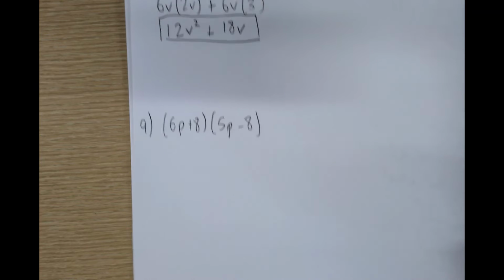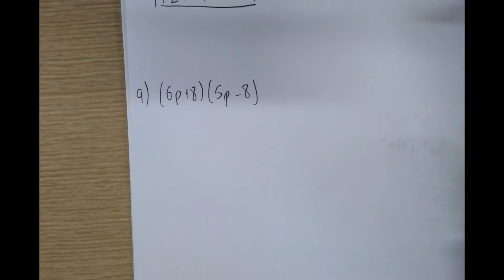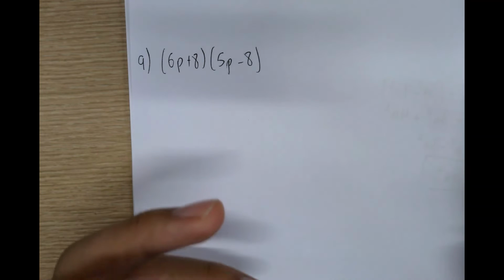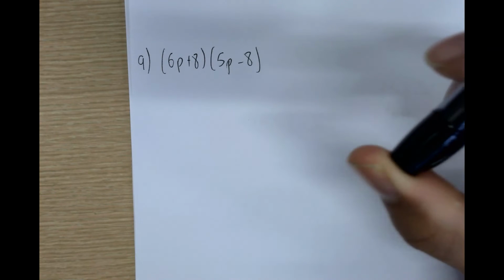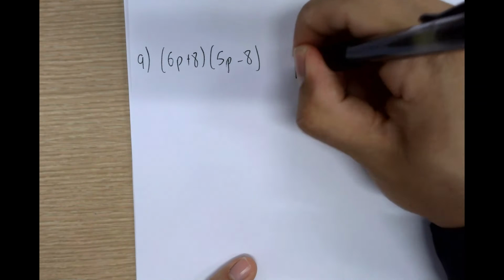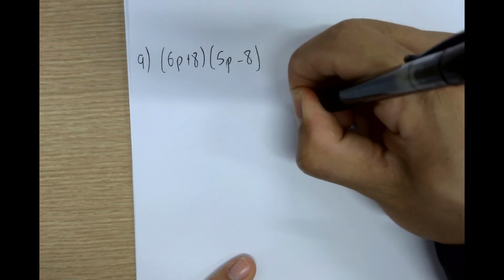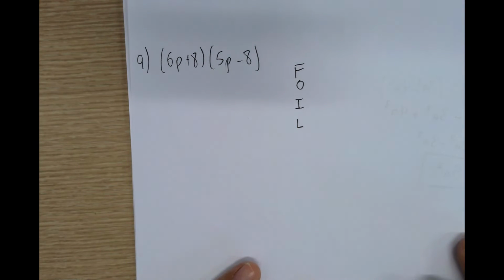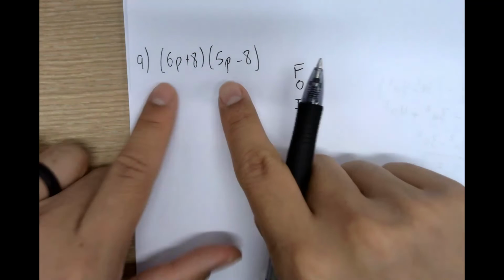Okay, the second multiplication problem here. Just like before, you want to make sure you FOIL. FOIL, again, is a descriptive way of talking about distribution. So what we're going to do is first, outside, inside, last. So we're going to do the first term, so 6p times 5p.